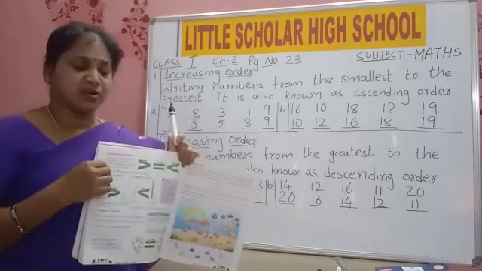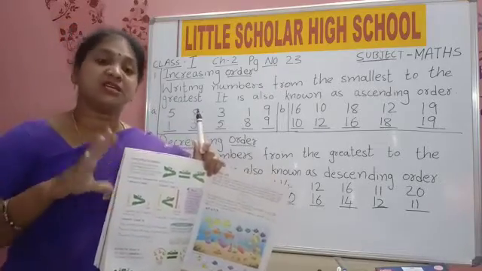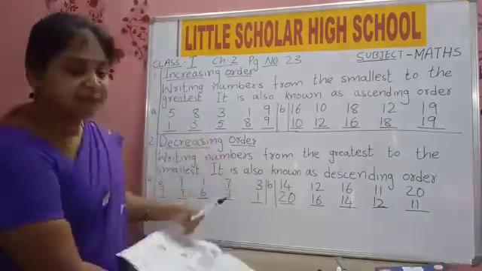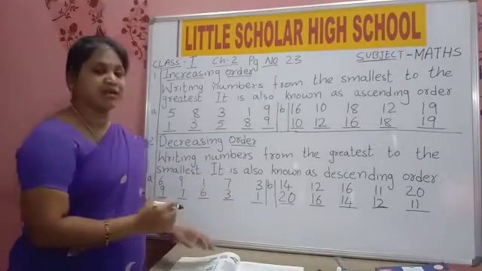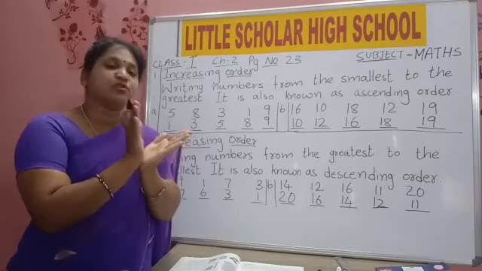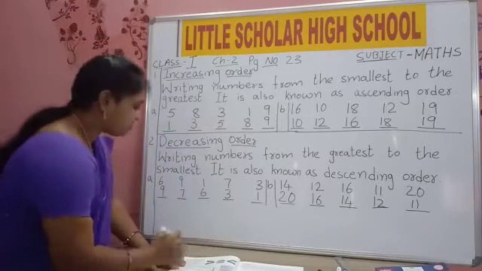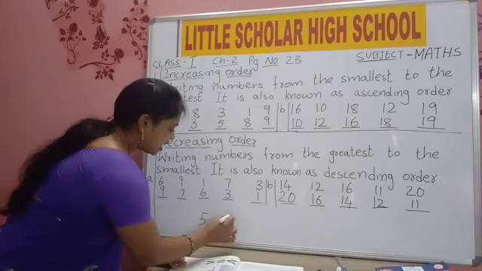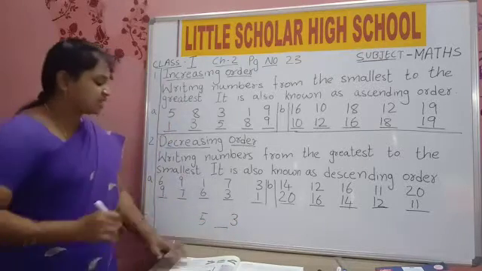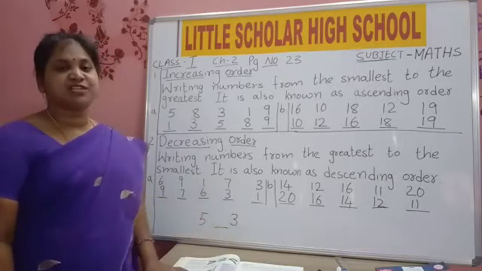So why crocodile is opening mouth big here? To eat big numbers. Wherever big numbers are there, mouth will be open. Mouth will be always open towards the big number. So suppose if I am giving here 5 and 3. Say in this which is the big number. 5 is big or 3 is big?